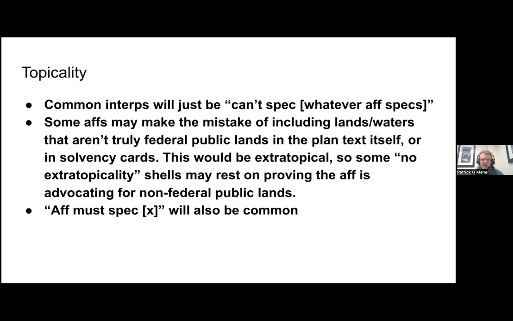And then topicality is going to be pretty simple. We're sending out a document after this that has some definitions. Basically, if you're planning on speccing, know what the definitions you're going to want to read are, and then be able to defend those definitions. Something that you can also make the mistake of is including lands and waters that aren't actually federally owned or public. So something that is going to be important is making sure that, again, everything that you're talking about is federal public land, not state or local public land.